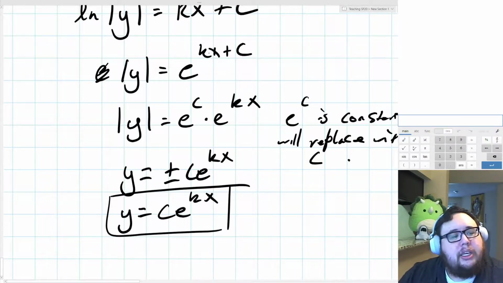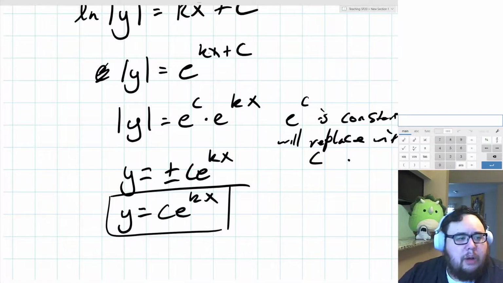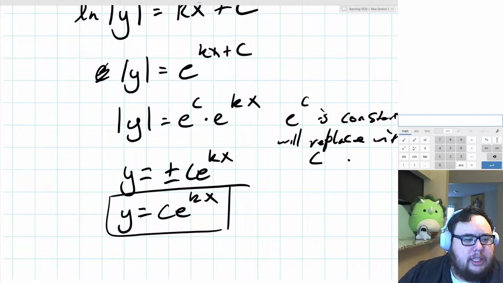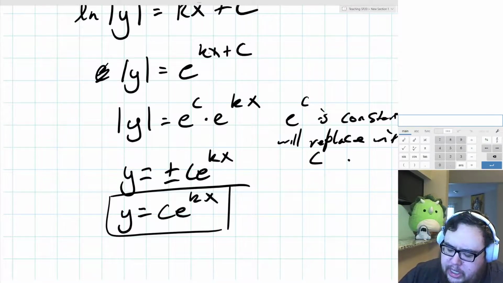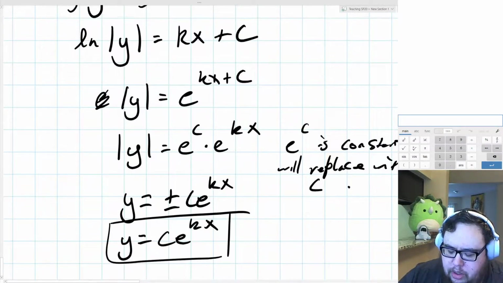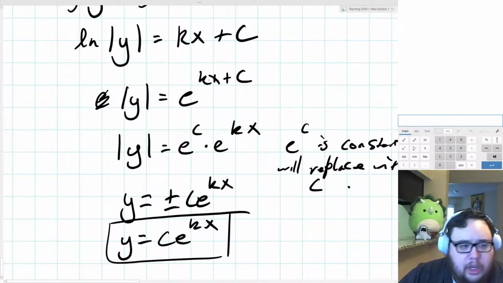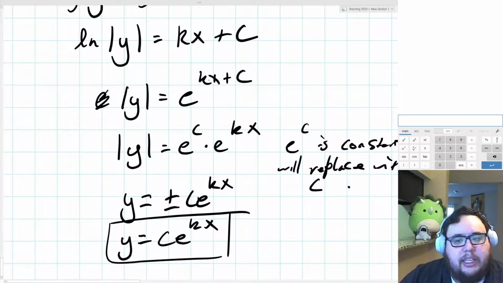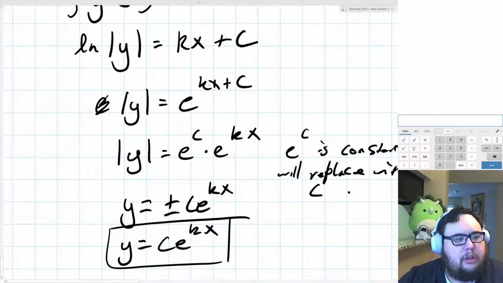So that Pe to the rt model that you would have seen in either algebra or pre-calc, or the Ce to the kt, or y-naught e to the kt, or whatever version that you've seen, it comes directly from this family of differential equations, dy dx is equal to some k times the y function.